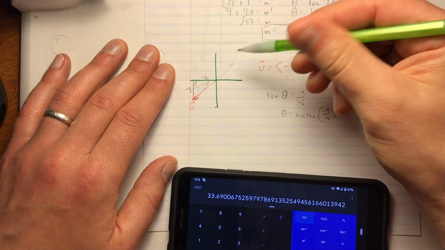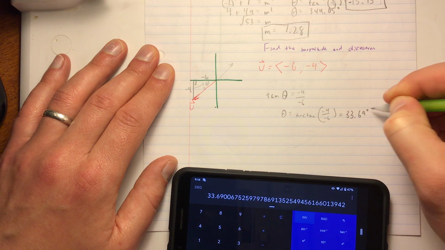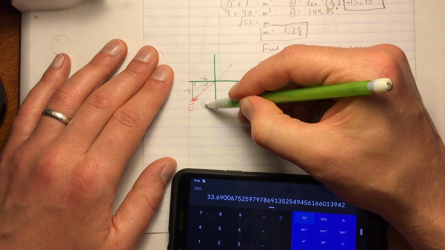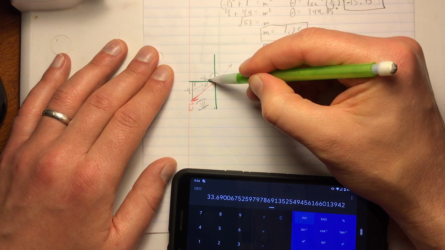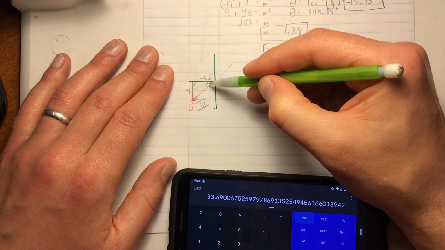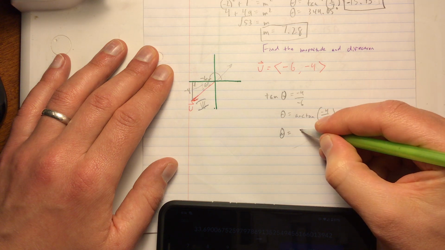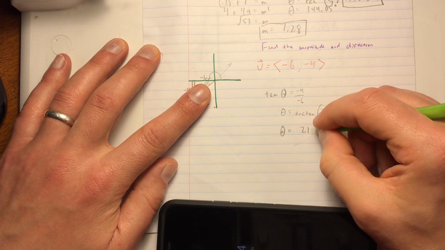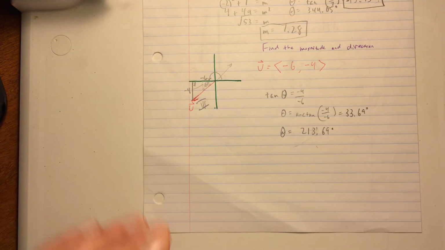So we just got to do a little bit of thinking here and say, okay, if this is 33.69 degrees, but it's all the way over here in the third quadrant, I know really I just got to add on 180 degrees to this. Add on 180 gets me to there. That's 33. So the theta on this is going to be 213.69 degrees. All right.